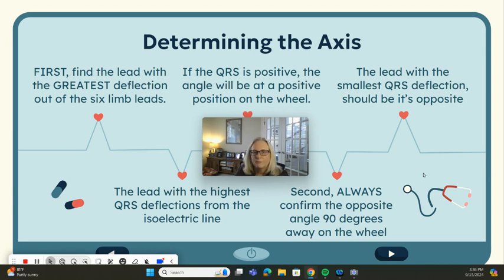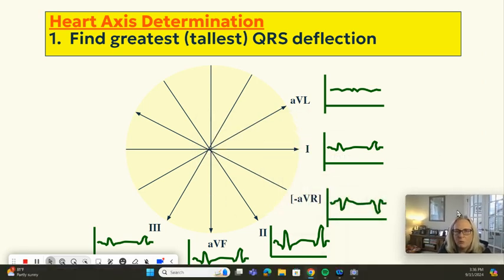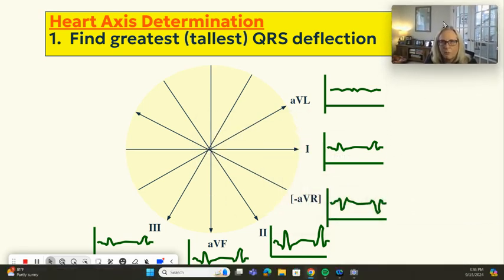Okay. All right, so here we go. Just trying to find a perfect place for my face. Okay, here we are with just some options or ideas of where the tallest QRS might be. Okay, so if we looked at an EKG, we see 1, 2, 3, AVR, AVL, and AVF.